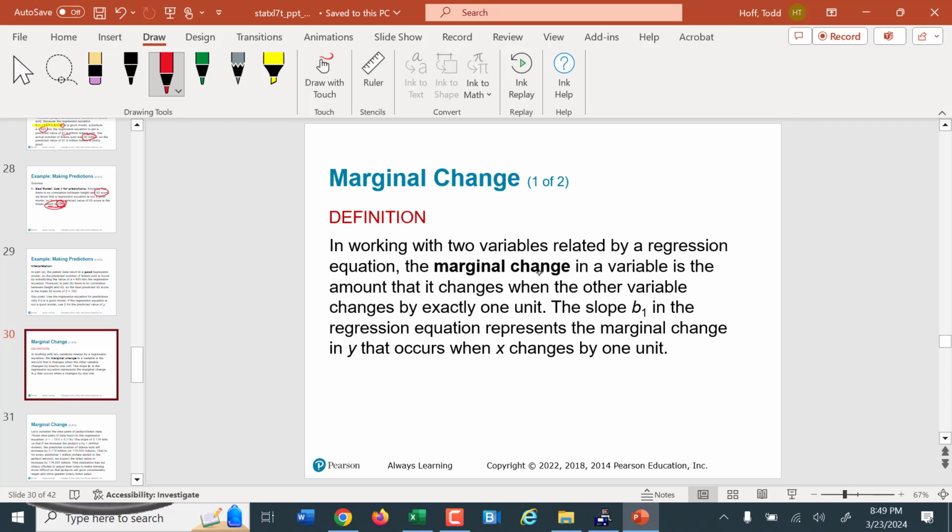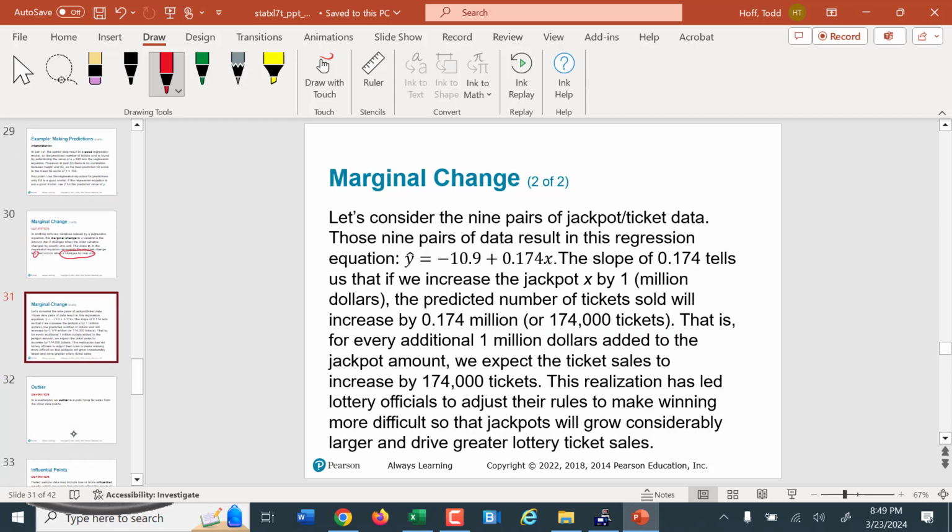Marginal change, slope is a rate of change. And so the marginal change is the increase in Y for a change of X of being just 1 unit. So if the jackpot goes up by $1 million, what would we expect the change in the ticket sales to be? Well, that's just going to be the slope of the data. The slope is 0.174, or 174,000 if we convert it into millions. Every 1 million increase in the jackpot, we expect ticket sales to go up by 0.174 million.